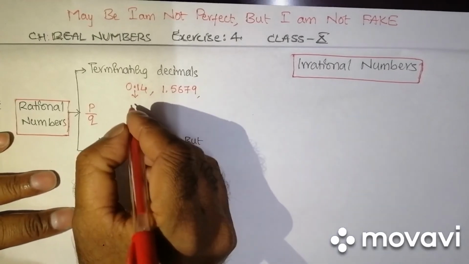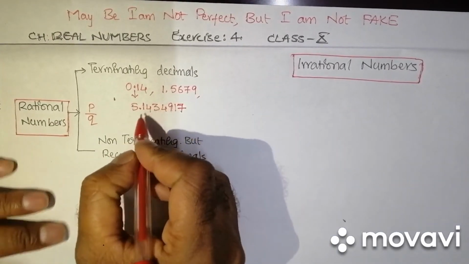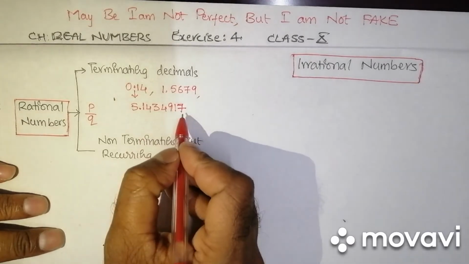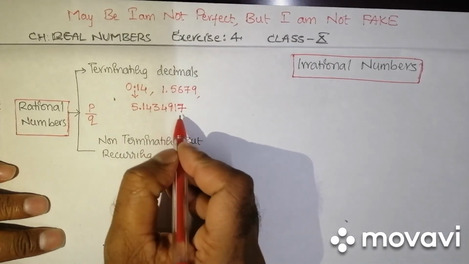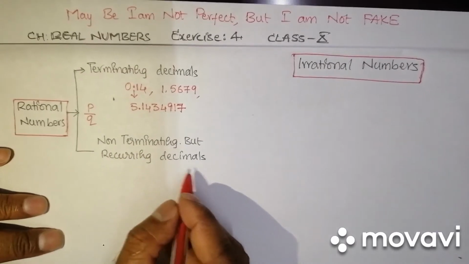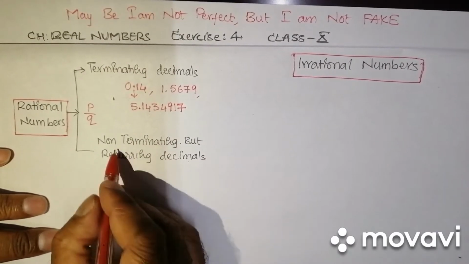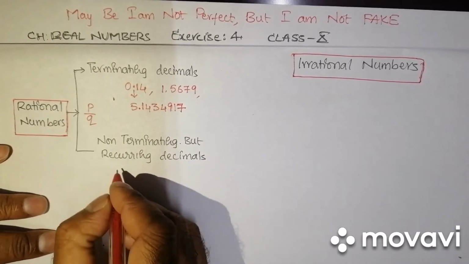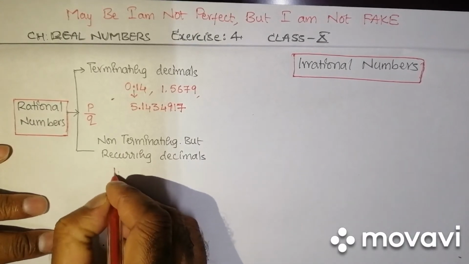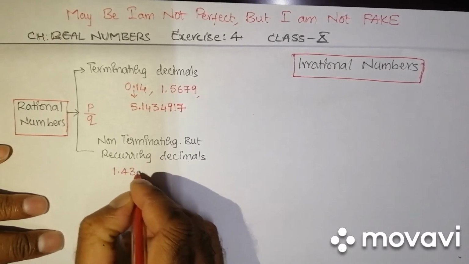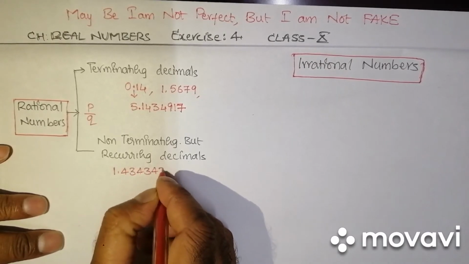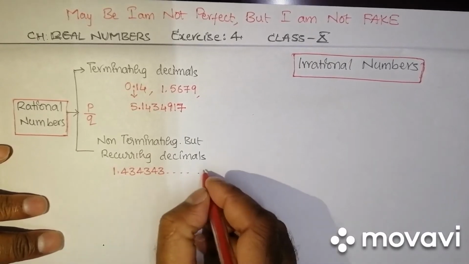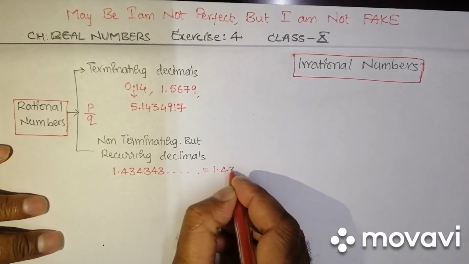If you take one more example, in this example it has 1, 2, 3, 4, 5, 6, 7 decimals. It is a finite number of decimal places. Another type of decimal expansion is non-terminating but recurring decimals. So, how do the decimals look? Example: 1.434343, keeps on going 434343, and this can be written as 1.43 bar.